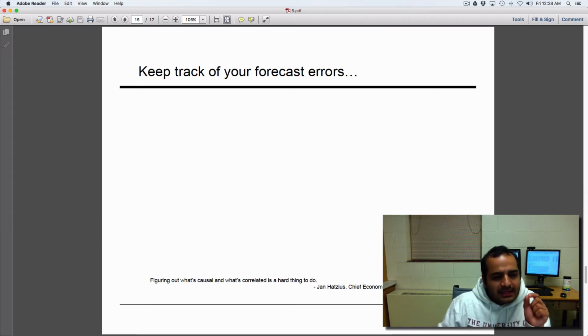But whatever the case, keeping track of forecast errors informs us of how good and reliable our forecasts are, and in turn, this information is useful in characterizing the demand uncertainty, how your demand is going to be distributed in the future, and so forth. One very famous saying by the chief economist at Goldman Sachs was that figuring out what's correlated and what's causal is a very hard thing. The tools we have covered leverage past data to come up with a more predictive model for the future.